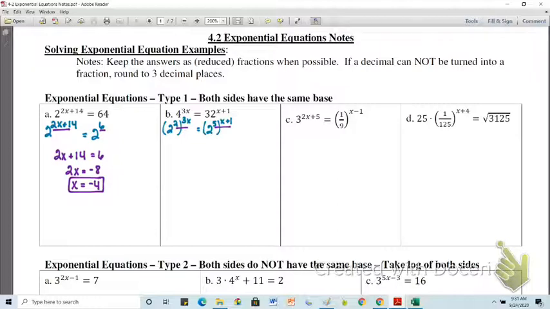Remember, when we raise a power to a power, we multiply. So on the left, I have 2 times 3x. And on the right, I have 5 times x plus 1. So that gives me 6x. Over on the other side, I need to distribute the 5 to both of them, not just the x. And I'll subtract 5x from both sides, so I get x equals 5.